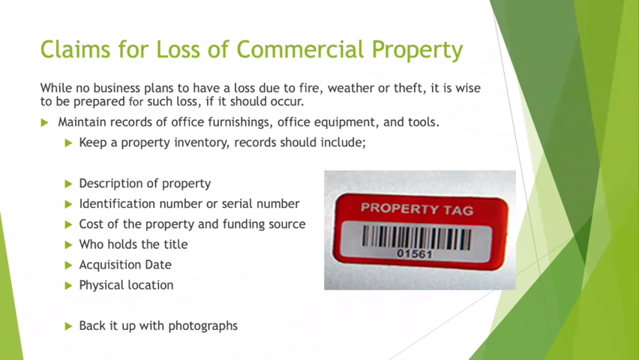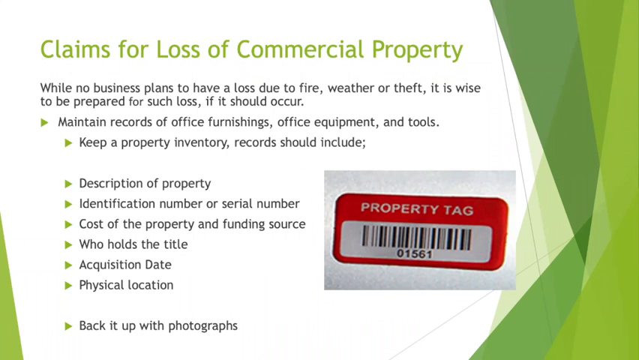Some of the problems that we have is if you have commercial property insurance and you do have a loss, then they're going to want proof. So one of the things that we need to do is maintain records of all of our furnishings, our office equipment, our tools. That means keeping an inventory. And we can do this in something like an Excel spreadsheet.